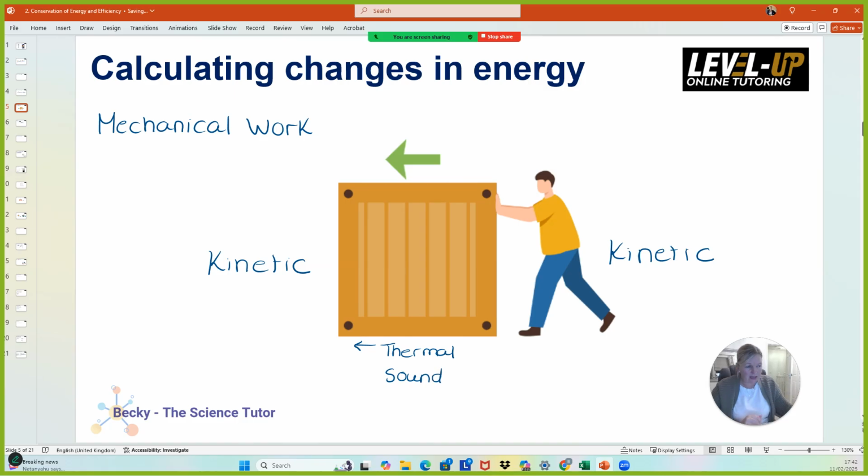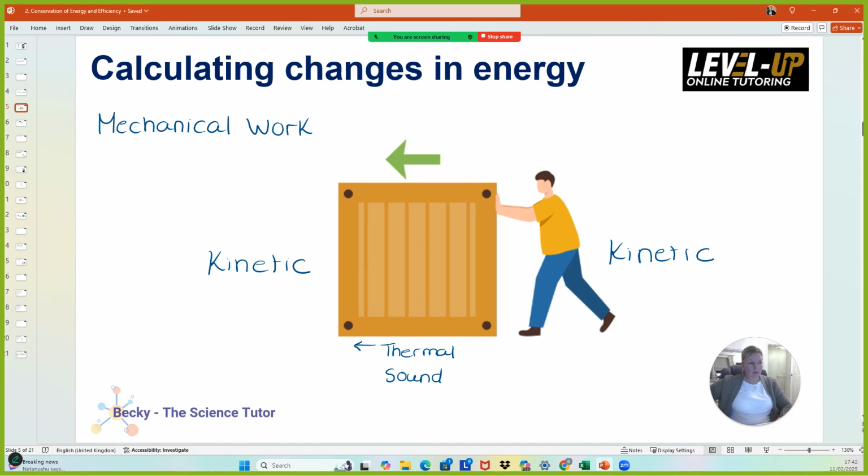Now we're going to talk about these different types of energy. At the moment, what we want is for it to turn into kinetic energy, don't we? We want to move that box. We can't help but get some thermal and some sound as well. In a little while we're going to look at the calculations first, and then we're going to have a look at when we get onto efficiency.